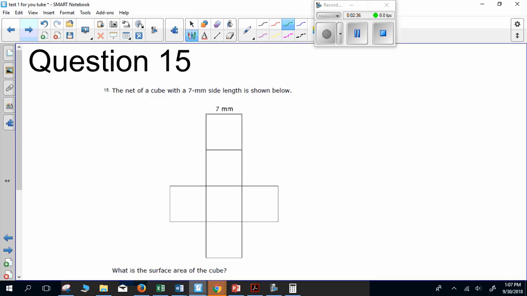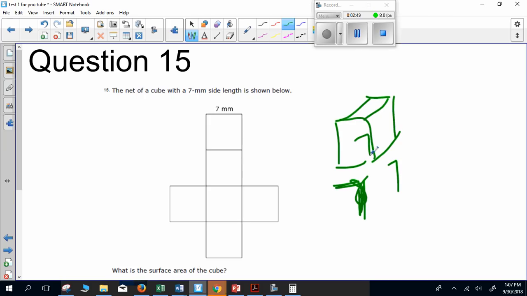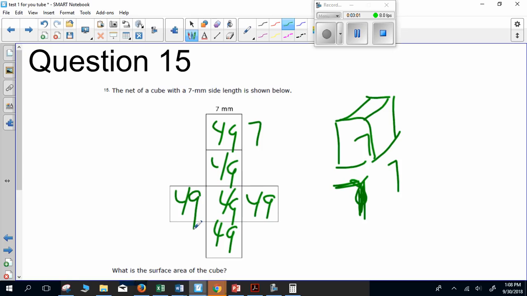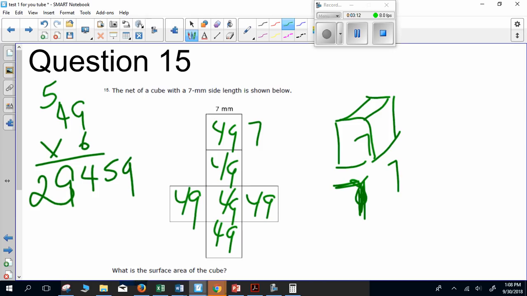Next one, the net of a cube with 7 millimeter sides is shown below. What is the surface area of the cube? So if I have a cube, it's going to look like this, and each side is going to be 7. So that means this is 7 times 7, or 49. This is 49, this is 49, this is 49, this is 49, and this is 49 because it's a cube. So I'm going to do 49 times 6, which is 294 square millimeters.